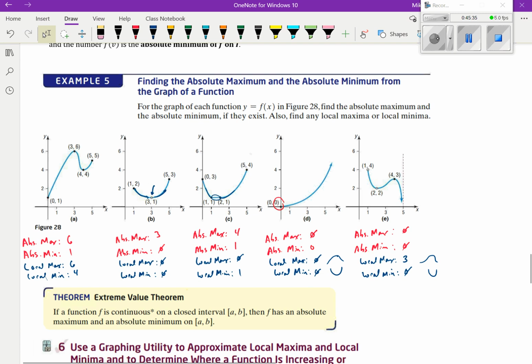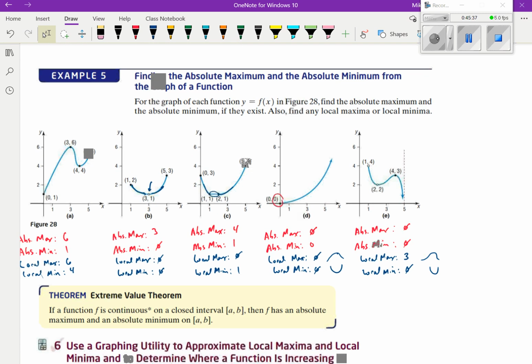Now, if we combine these things together, we have something called the extreme value theorem. So if a function is continuous, meaning it's got no holes in it, on a closed interval from A to B. So closed intervals would be example A. Another closed interval would be example C. And those are closed because their endpoints are solid.